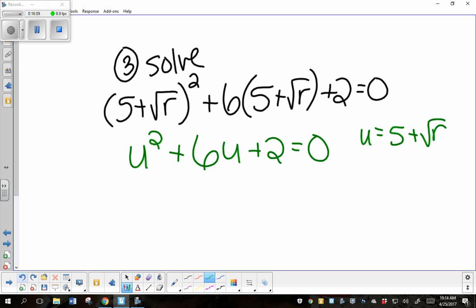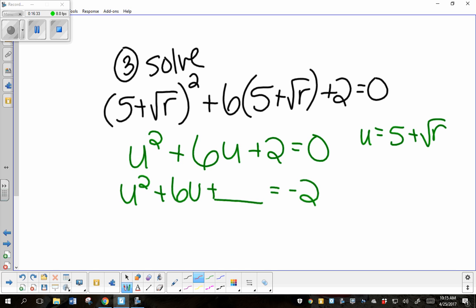All right. So do you guys remember what to do? Where do we put this plus 2? Other side. So u squared plus 6u plus something equals -2. Hey, why is completing the square nice in this one? What about this number is nice? It's even. You can cut it in half. If it was odd, you'd end up with a fraction, right?